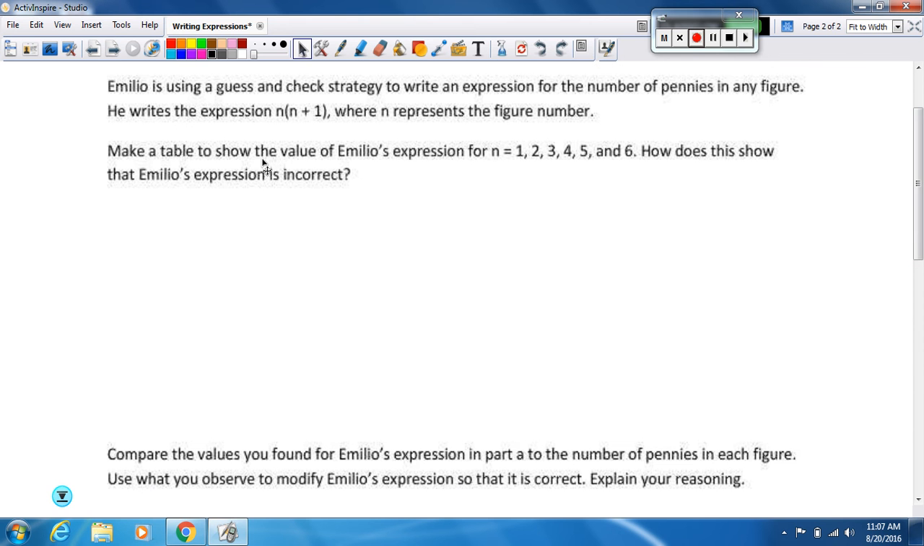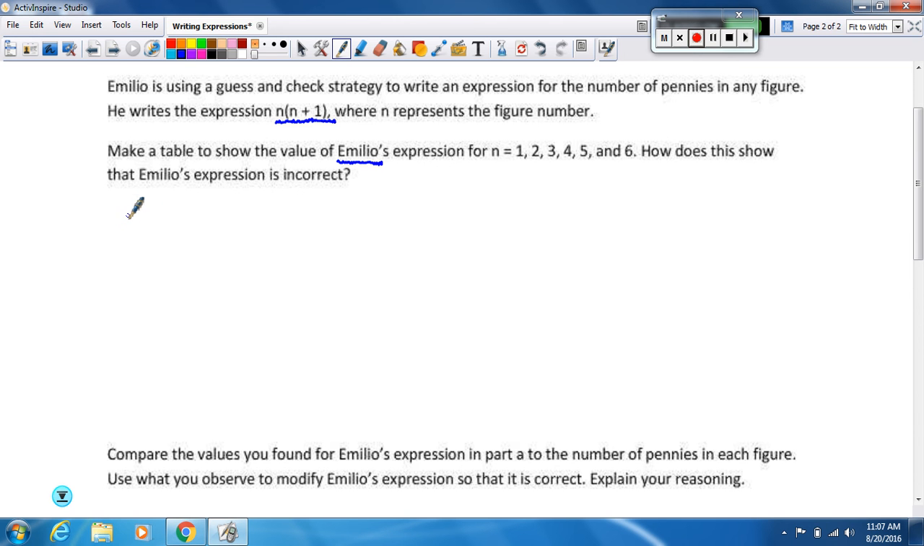Okay, Emilio is using a guess and check strategy to write an expression for the number of pennies in any figure. He writes the expression n times the quantity n plus 1, where n represents the figure number. Make a table to show the value of Emilio's expression. This is not the same table we got on the other side. The value of Emilio's expression, for n equals 1, 2, 3, 4, 5, and 6. How does this show that Emilio's expression is incorrect?